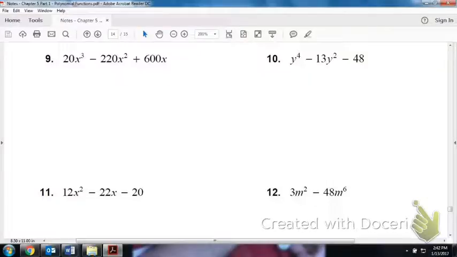Okay, for 9, 10, 11, and 12, we are still factoring. This is section 5.4, 9, 10, 11, and 12. We're still factoring. The first thing you always do is try to divide by something. So for this one, we can divide all three of those by 20.